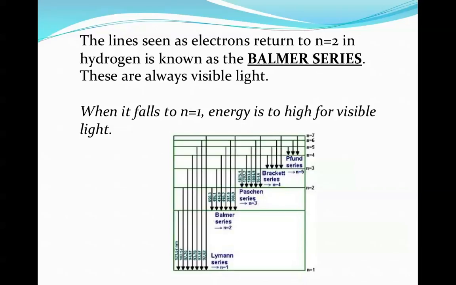Now we've been doing the transition from n equals 5 to n equals 2, and the line series seen as the electrons return to n equals 2, like in the examples we just did, in hydrogen is known as the Balmer series. These are always visible light. However, when electrons fall back to n equals 1, the energy is too high for visible light, so we can't actually see those transitions.